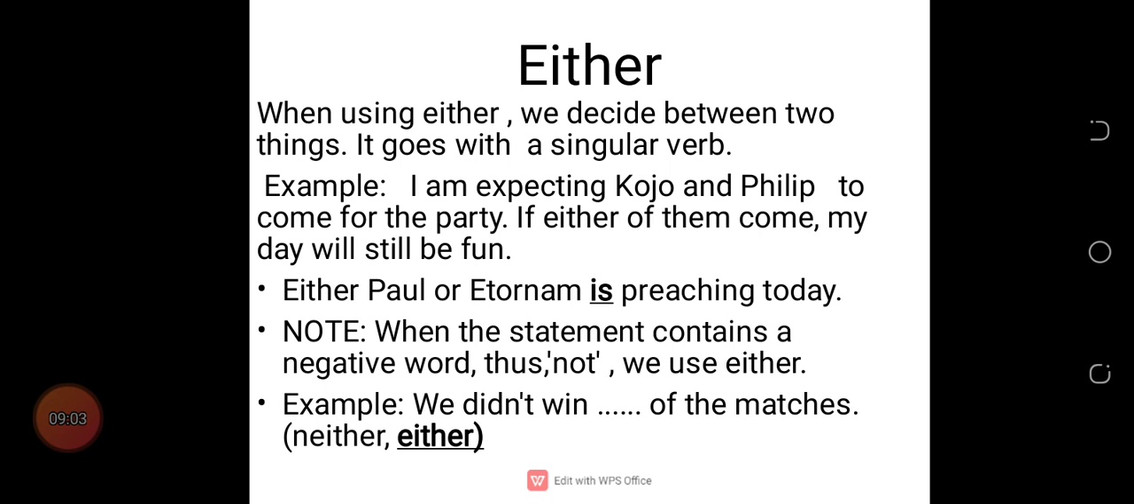All right. Note, when the statement contains a negative word, that is not, we use either. Now let's look at the example. We didn't win dash of the matches. So our preferred answer here will be what? Either. Very good. So we didn't win either of the matches.